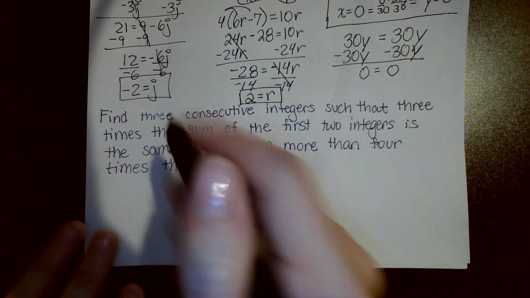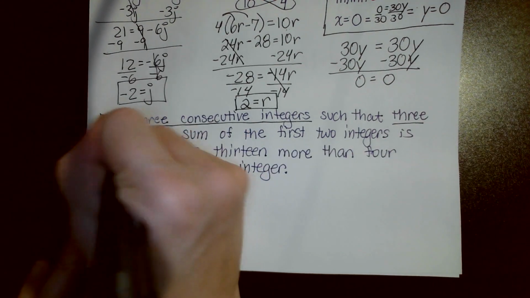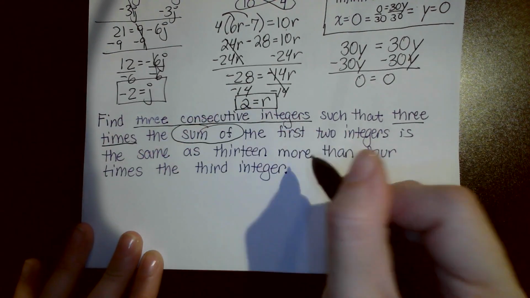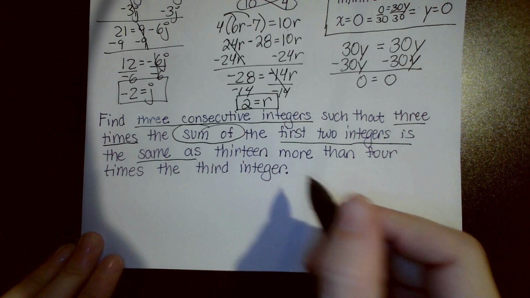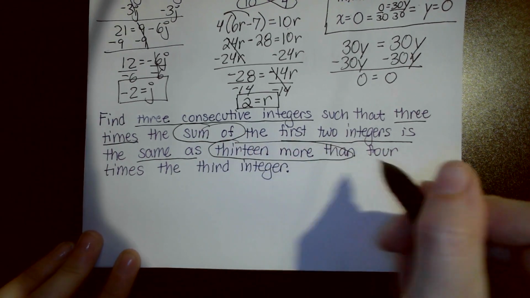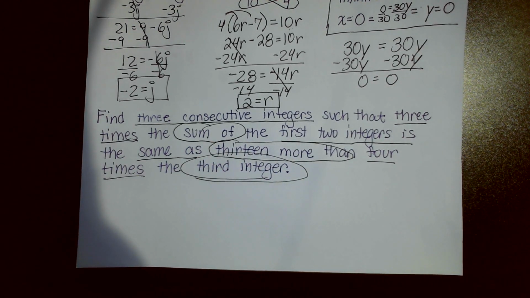Now, find 3 consecutive integers such that 3 times the sum of the first 2 integers is the same as 13 more than 4 times the third integer. Whew, that sounds like a lot, all right? Pause it. I really want you to try this on your own. Do not just think it's too tough and skip it. That is not how we are going to ever grow or improve. So pause it and give it a shot. Break it down slowly. I promise you can do it.